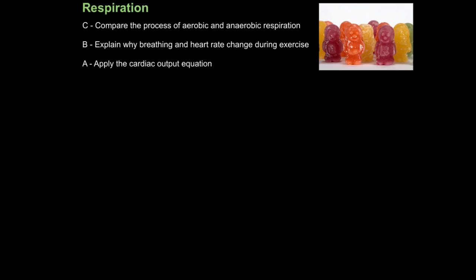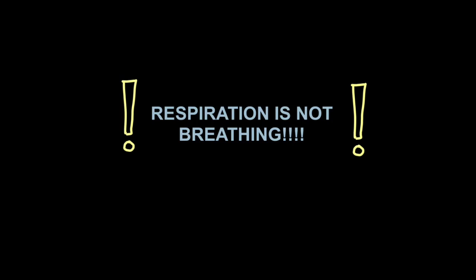In this lesson we're going to look at respiration. The first aim is to compare the process of aerobic and anaerobic respiration, then explain why breathing and heart rate change during exercise, and then finally apply the cardiac output equation. Now I'm going to start off with the most important fact about this lesson.